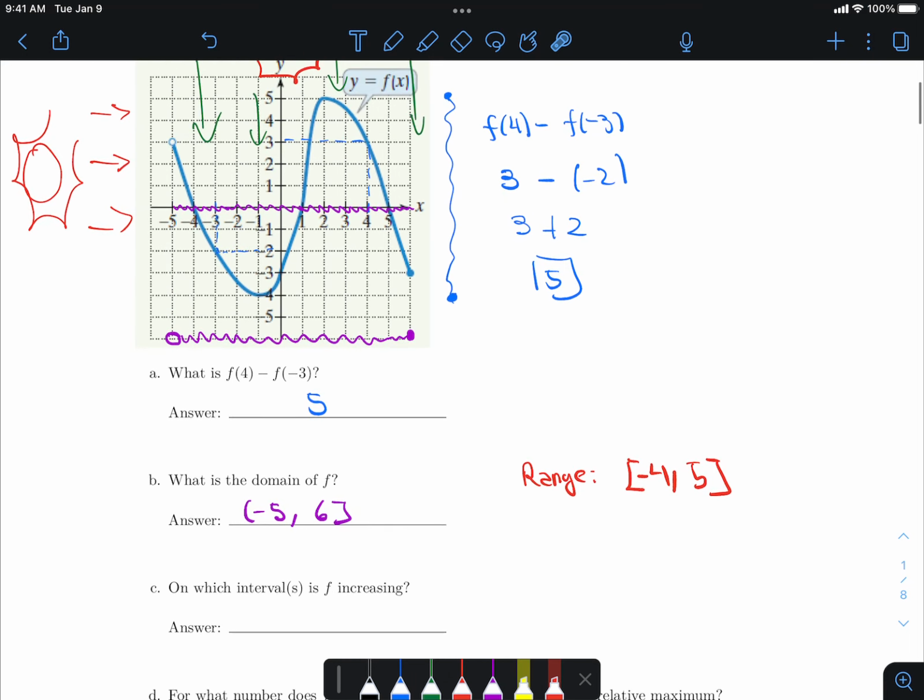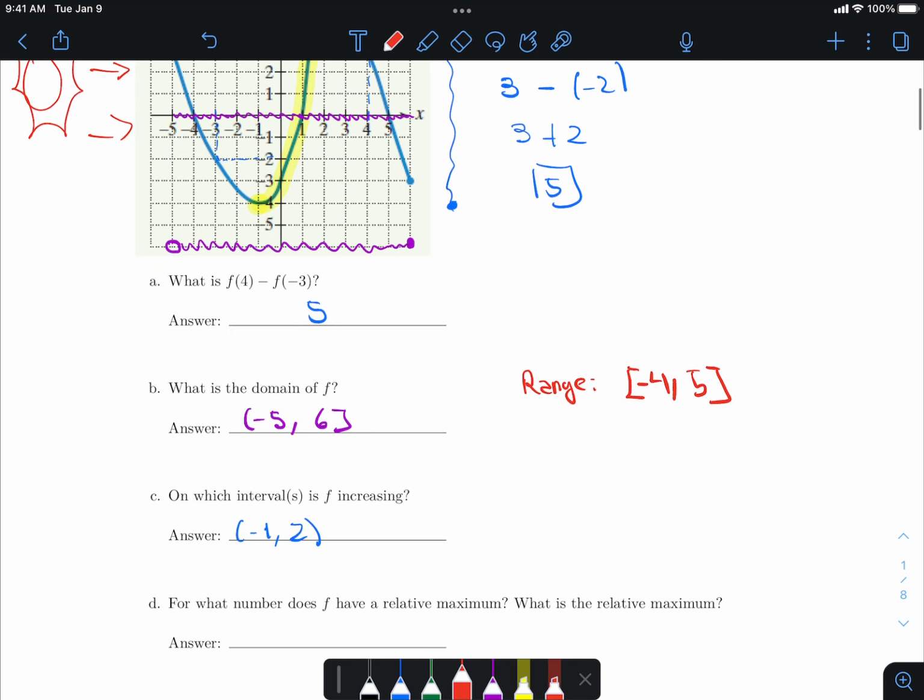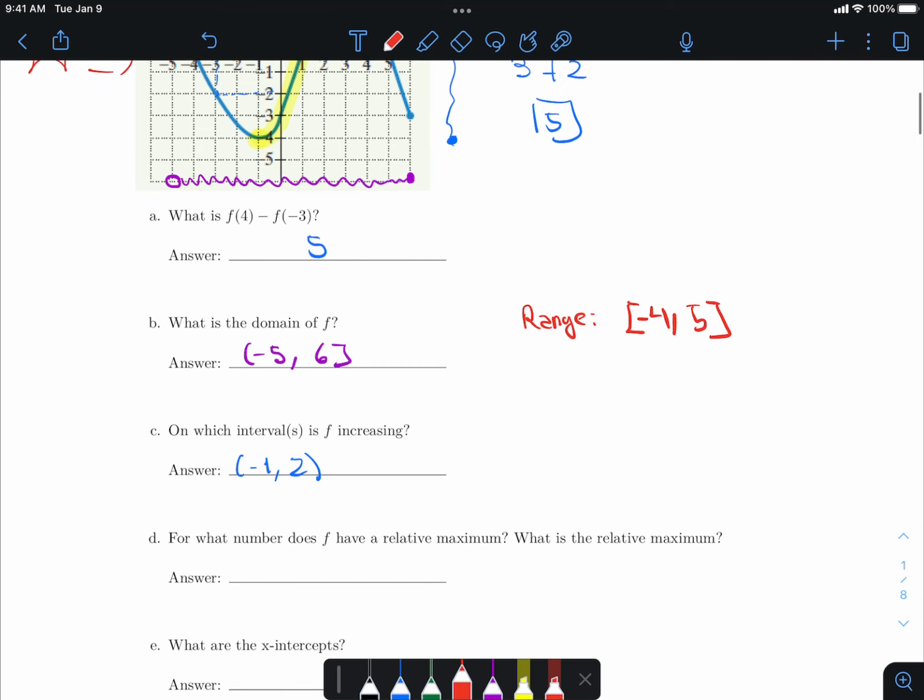On which interval is f increasing? Increasing is when the graph is going up from left to right. So that's minus 1 all the way to 2. You always use parentheses when that is going on. I could very well ask decreasing instead of increasing. And then the last question is, oh, there's another one.